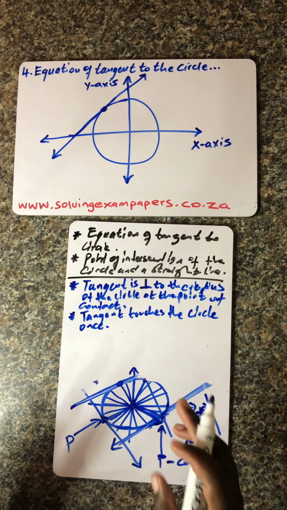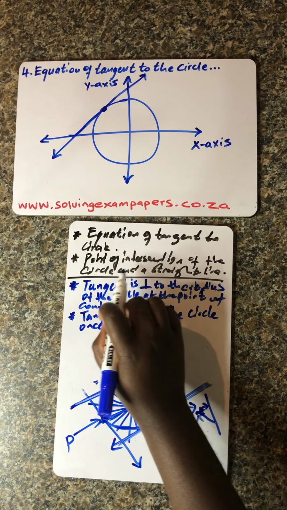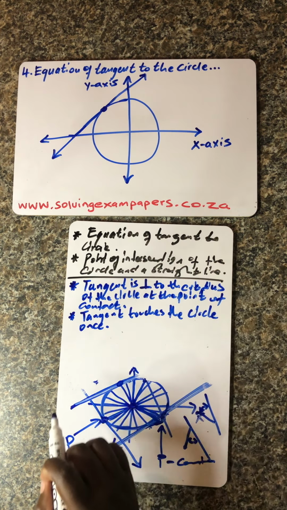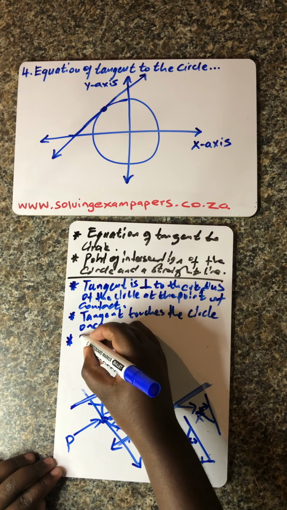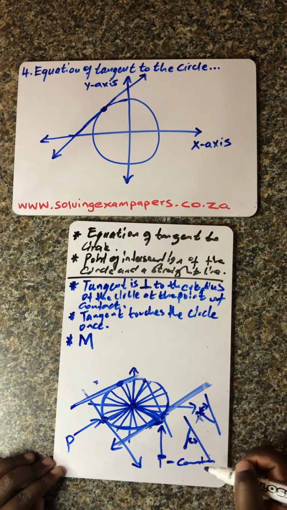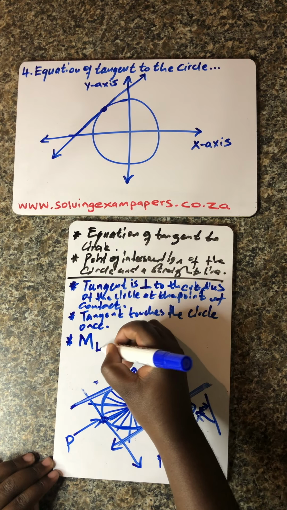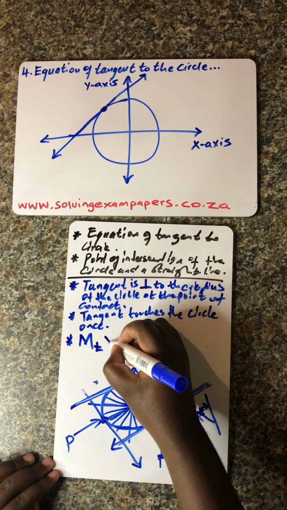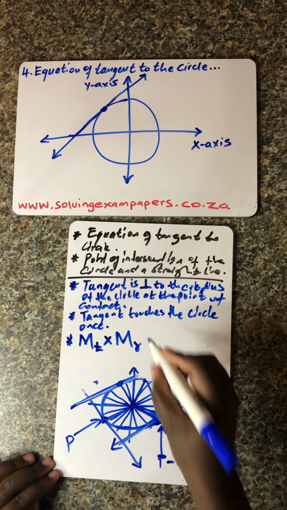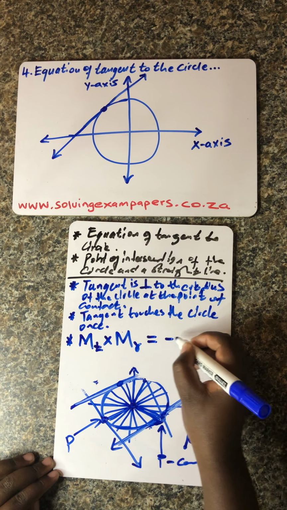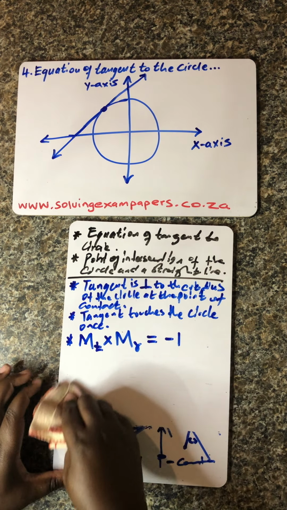Remember, I wanted to talk about the equation of a tangent to the circle, and the point of intersection of the circle and a straight line. What you need to know is that M represents the gradient. So the gradient of the tangent multiplied by the gradient of the radius is equal to -1. This is something that you need to know as part of your notes.